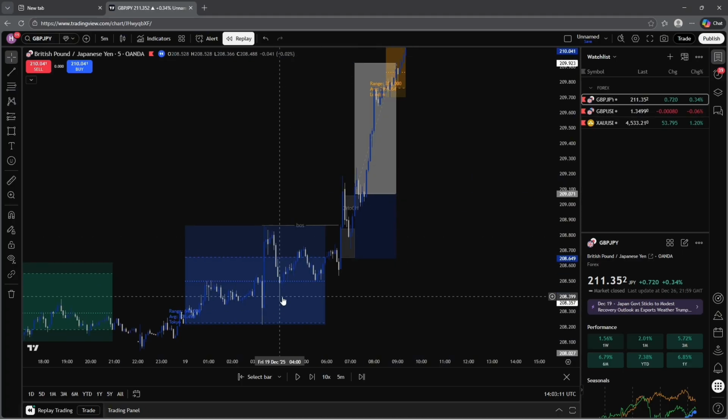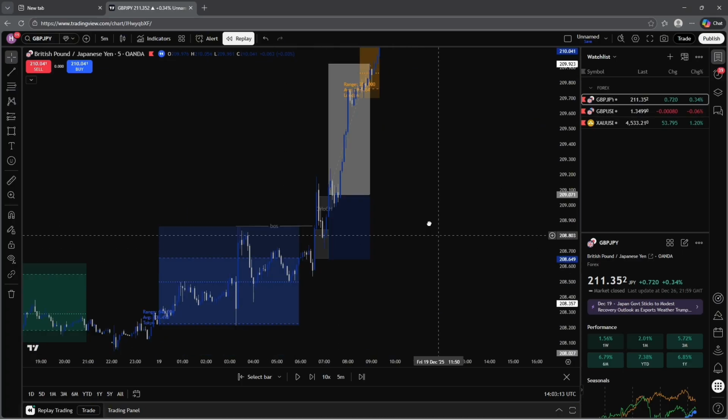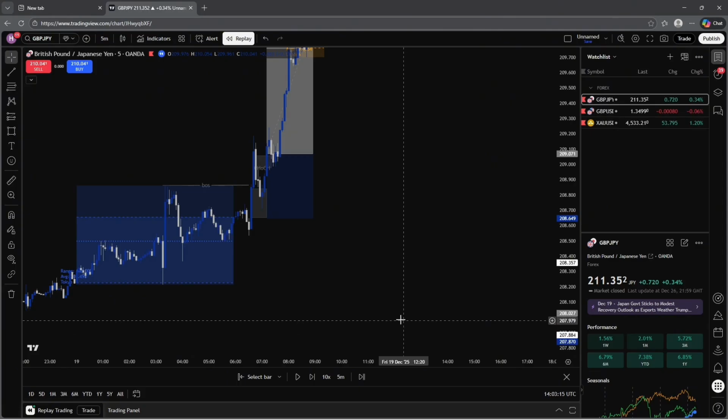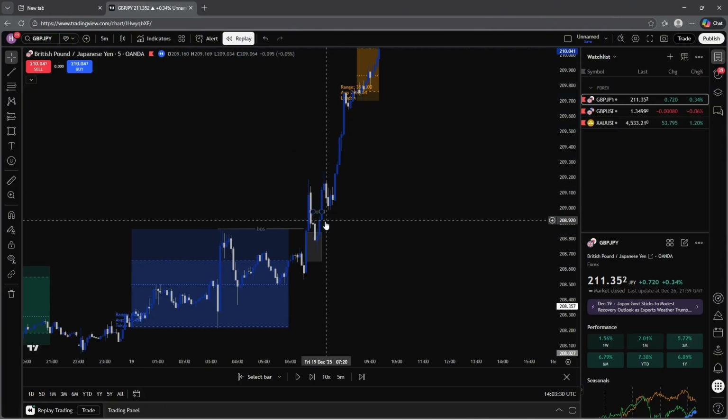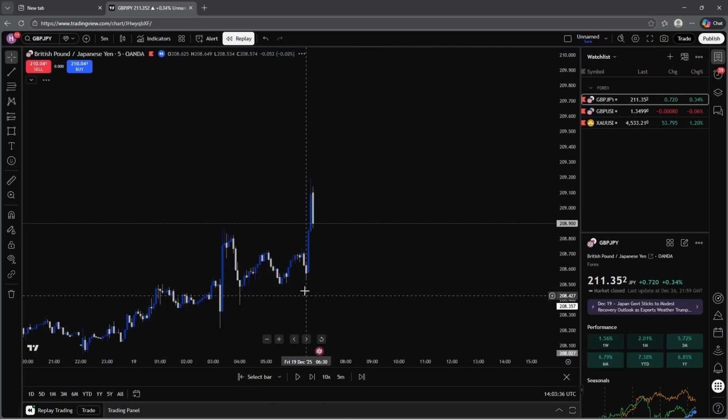As you can see here, this is the trade played out. Simply, we only have a few confluences. So let me get rid of all of this. We'll go into replay and I'll show you exactly how it plays out and why it plays out.